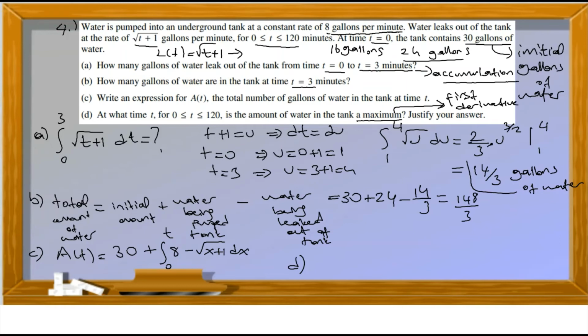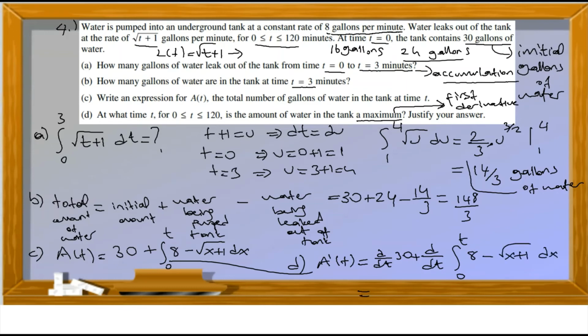Because remember that if you want to find the maximum or minimum value, first we need to figure out the first derivative and set it equal to 0 to find the critical points. So basically we're going to find the first derivative of the model we just did in part C. So A prime of t is going to be equal to d over dt of 30 plus, of course we're taking the derivative with respect to time, d over dt of the integral from 0 to t of 8 minus square root of x plus 1 dx. When you differentiate the constant number, it's going to be 0, and then this part is going to be equal to just 8 minus square root of t plus 1.